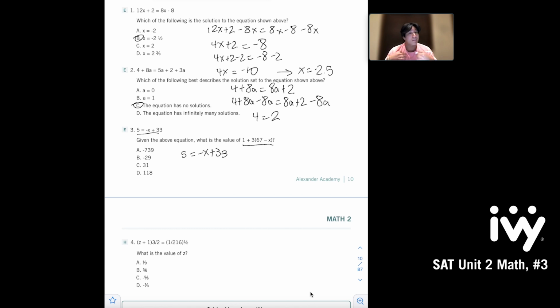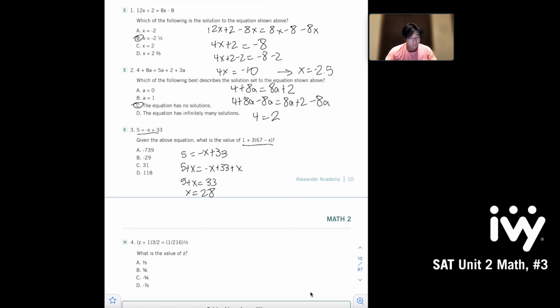So let's go ahead and add x to both sides so we get it to be positive. So we have 5 plus x is equal to negative x plus 33 plus x. So this leaves us with 5 plus x is equal to just 33. And now subtracting 5 from both sides, we get that x is equal to 28.